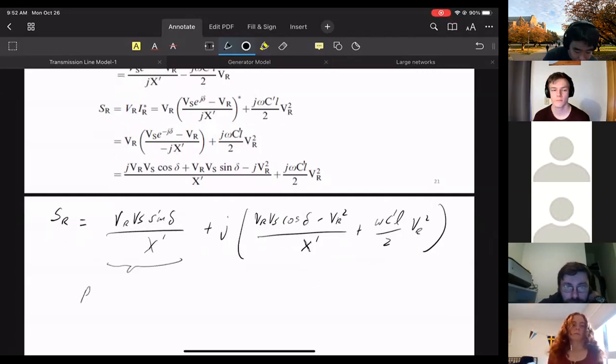What is the maximum P I can send? Then if you look at this equation, what is the maximum power, real power I can send through this transmission line? It's not infinity, right? It's not infinity.